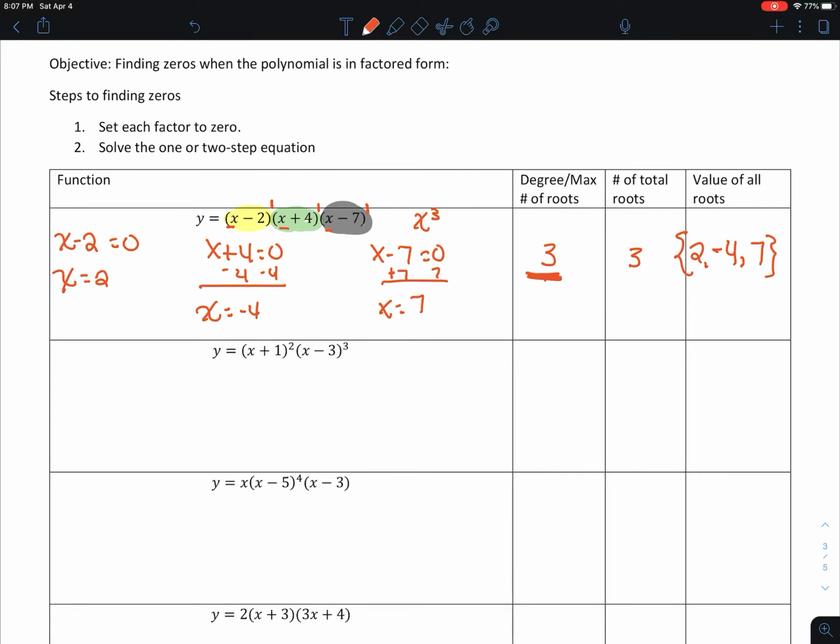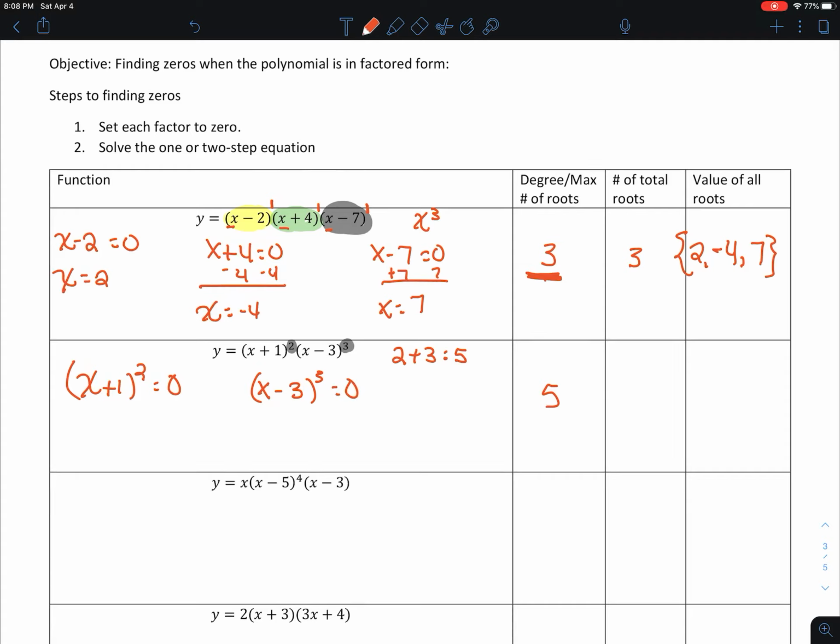Okay? So first, let's find the degree of this polynomial, and we start by saying we have a second degree and a third degree, so we add those together, and this becomes a 5th degree polynomial. And I got that because 2 plus 3. All right, I set each factor equal to 0 to see exactly how many solutions I have. So I'm going to have x plus 1 squared equals 0, and x minus 3 cubed is equal to 0.